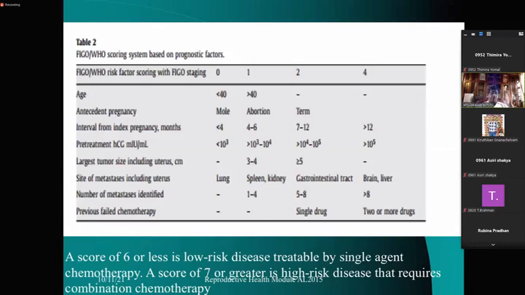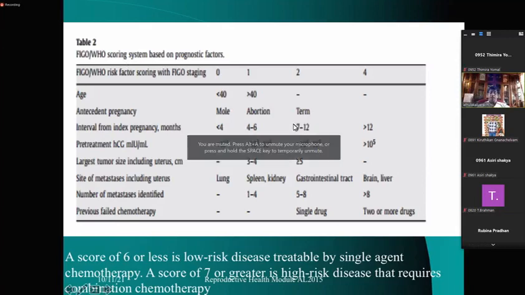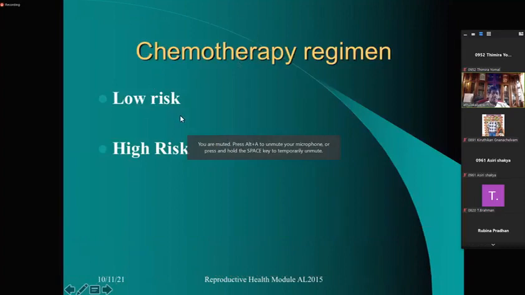The levels of HCG, and the size of the tumor mass, metastasis, deposits, and whether they have already had some chemotherapy and now the disease is recurring. All these are taken as prognostic factors and you give different scoring for this. Depending on that scoring, you categorize them as low and high risk. If the score is less than 6, you say it's low risk. If the score is higher than 6, you say it's high risk. So you have two groups of patients, low risk and high risk.